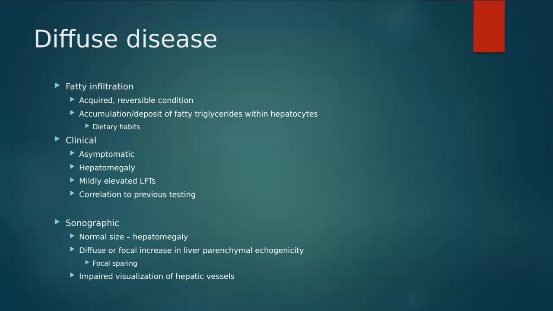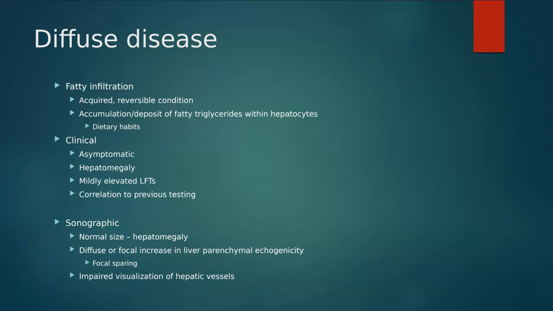Now, on ultrasound, the liver could appear normal in size, but we may see that slight hepatomegaly. We are also going to see diffuse or focal increases in the liver tissue echogenicity. So we are going to see that liver starting to appear brighter and brighter depending on how severe the condition is for that patient. Now, as it gets more and more echogenic, it's going to make it harder for us to evaluate the hepatic vessels. So looking at the portal veins, the hepatic artery, that's going to become harder and harder the more echogenic this liver becomes.